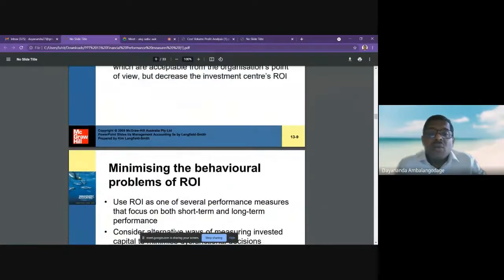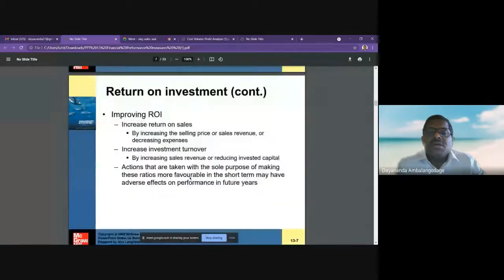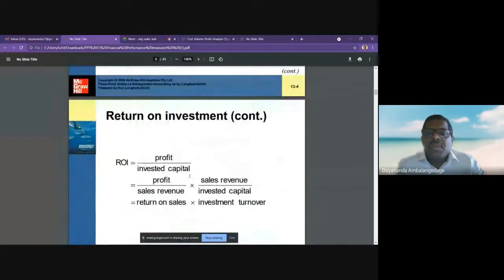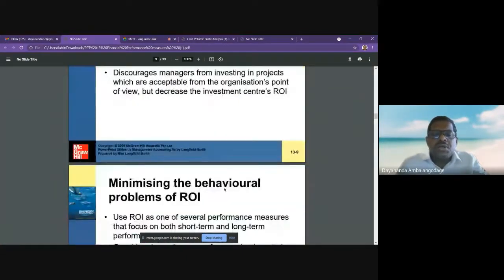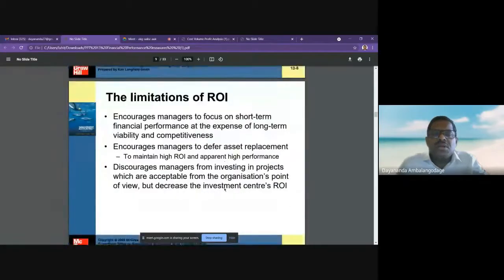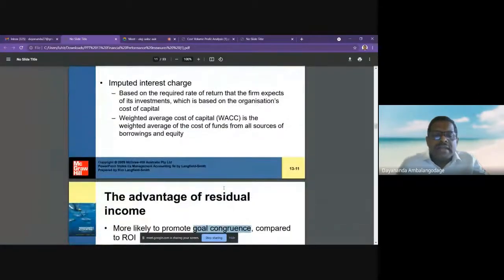But you see, ROI is a relative measurement. Profit divided by invested capital multiplied by 100. It's a relative measure. Even if it's not multiplied by 100, you get a decimal figure. When there is a decimal figure, you know it's calculated based on one particular base, so it is relative. So ROI is a relative measurement. RI is not a relative measurement. It's an absolute measurement.